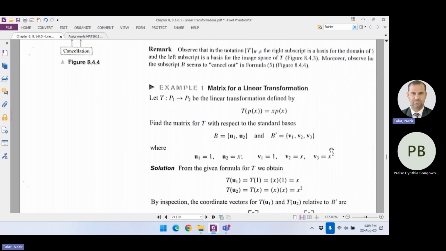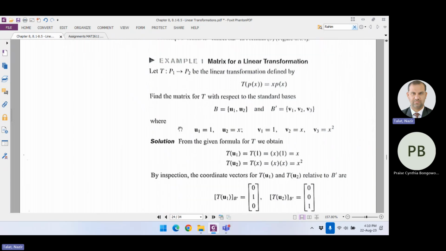Then find the matrix for T with respect to the standard basis B of u1, u2, and B prime of v1, v2, v3. Remember that every finite dimensional vector space has a basis, but one of them is the standard basis. For instance, for P1, the standard basis is 1 and x. For P2, the standard basis is 1, x and x square. Similarly, for R2, the standard basis is (1, 0) and (0, 1). Similarly, matrices and others have a standard basis as well.